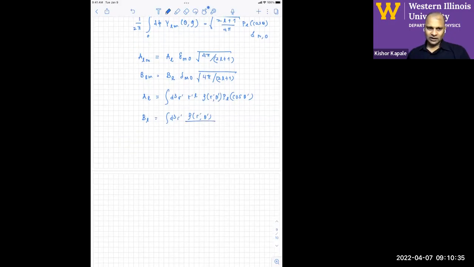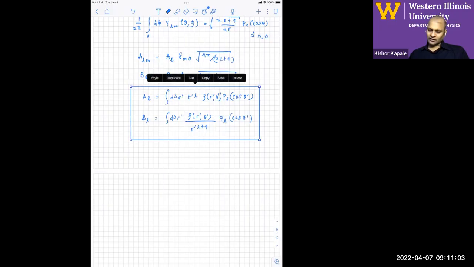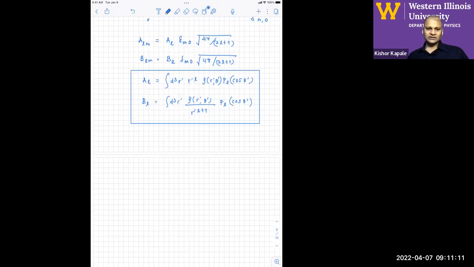And then in the denominator now you will have r prime to the power n plus 1, PL cosine theta prime. Okay, so that's AL and BL. I'm going to put them in one box together. So these are both interior and exterior. You need to not confuse them with what is exterior and interior. Confusing between them is not a good idea.